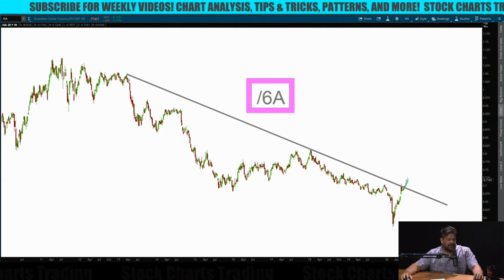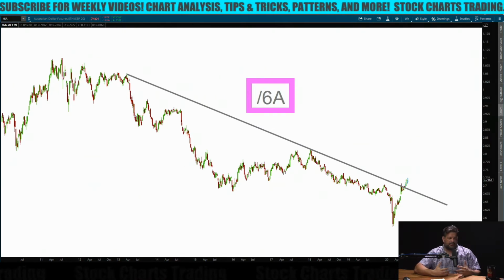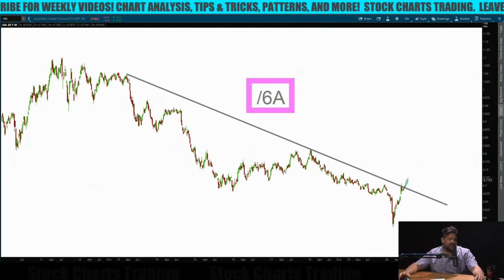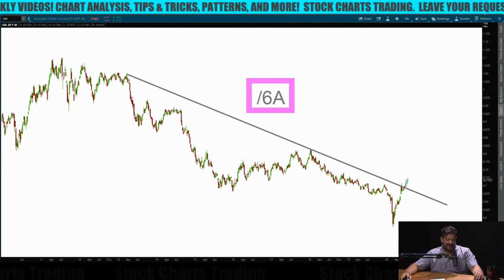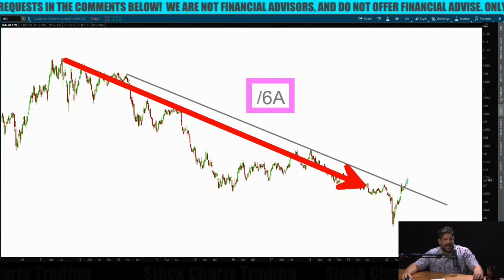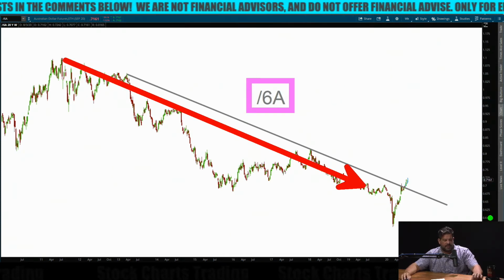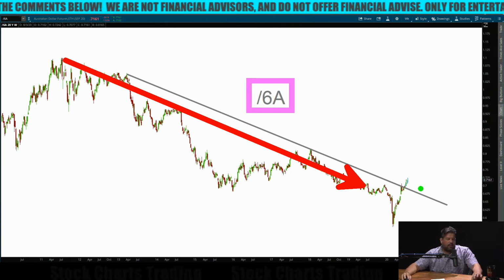Welcome to Stock Charts Trading. Today we're going to be taking a deeper look at the currency wars video that we just released. Right here you can see that we have /6A. As you can see, 6A had a downtrend and we just busted out of that downtrend. And so now we have an uptrend.